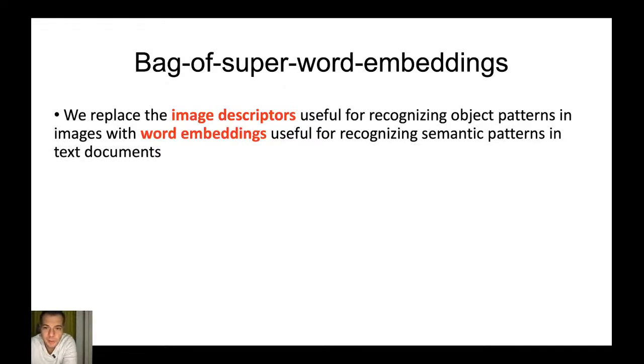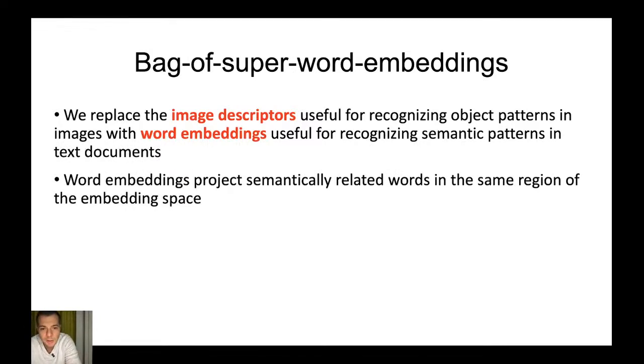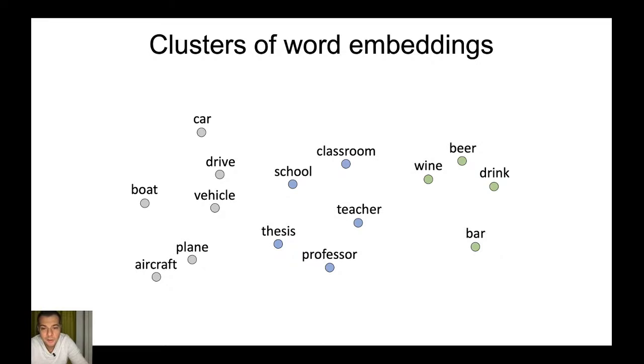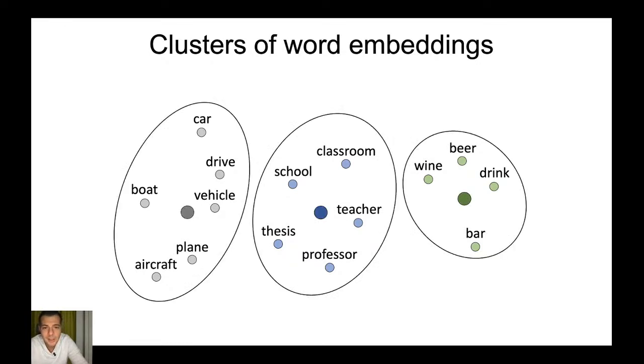So for the bag of super word embeddings, we replaced the image descriptors with word embeddings and tried to apply the same idea. We know that word embeddings project semantically related words in the same region of the embedding space, but they are not projected into the exact same region. So we want to have these larger concepts that express a set of related words, and we can cluster the word vectors in order to obtain relevant semantic clusters of words. For example, if we have these words in the embedding space and we apply a clustering on top of it, we obtain these clusters that contain semantically related words.